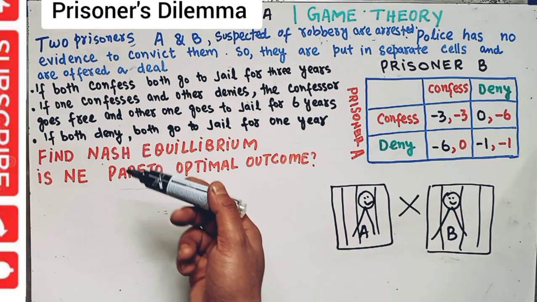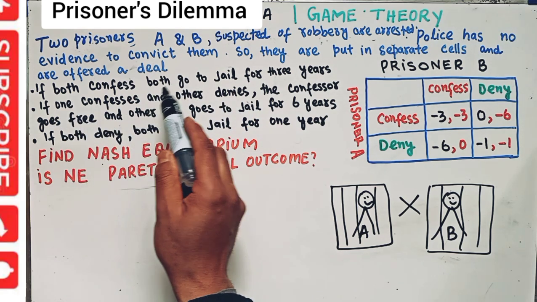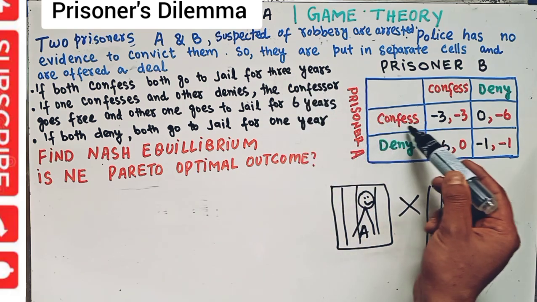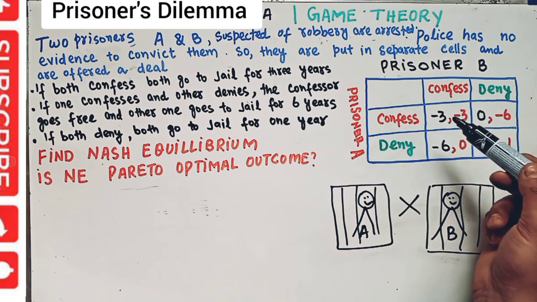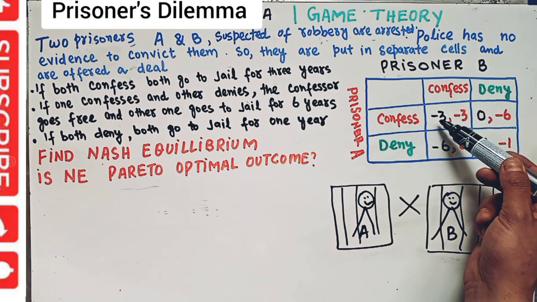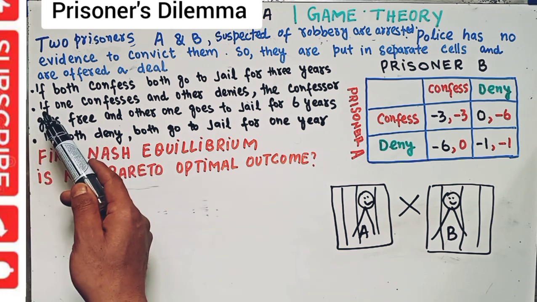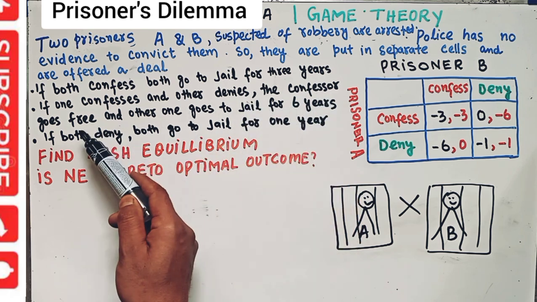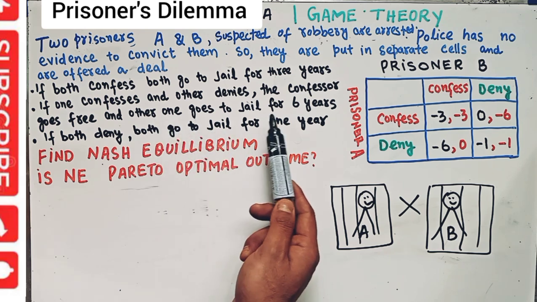So police offer them a deal. The deal is if both confess, both go to jail for 3 years. If prisoner A confesses and prisoner B confesses, each gets a sentence of 3 years. Another situation is if one confesses and another denies, the confessor goes free because he becomes the state witness, and the other goes to jail for 6 years.